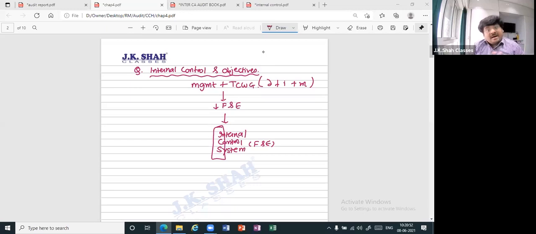Biometrics is also fine. Apart from that, two A's are very important: approvals and authorizations. Now, when I say approval and authorization, what do you mean by it? Try to understand. In an organization, anybody cannot do any transaction. Only the people who are authorized can do the transaction. For a simple example, say there is a purchase transaction, say purchase of raw material.